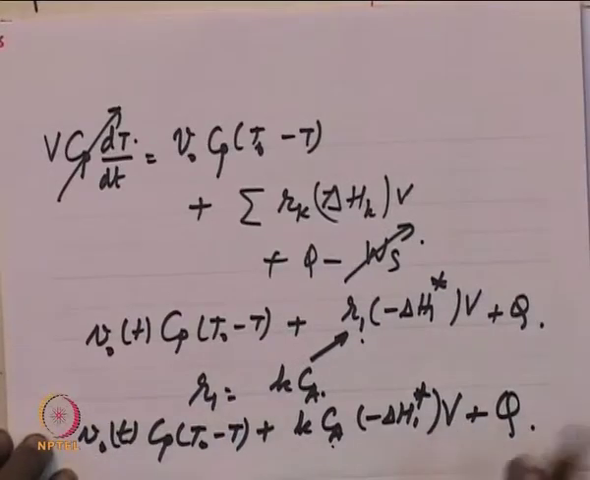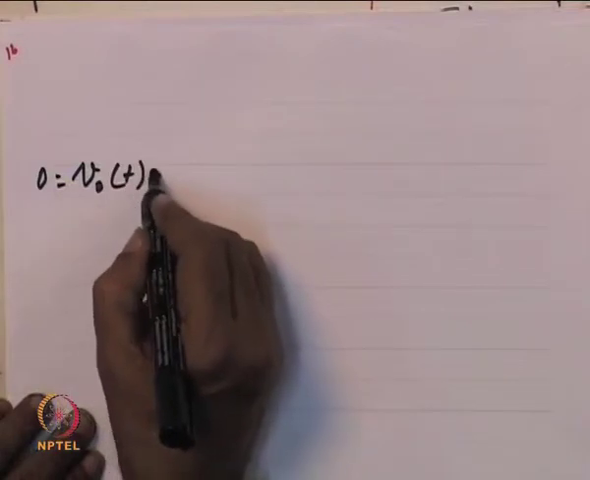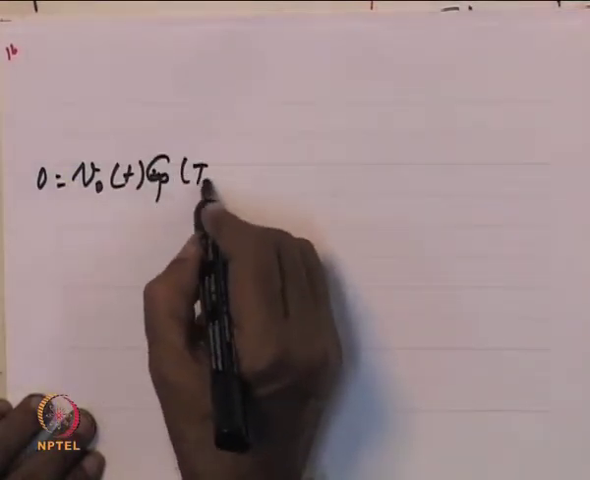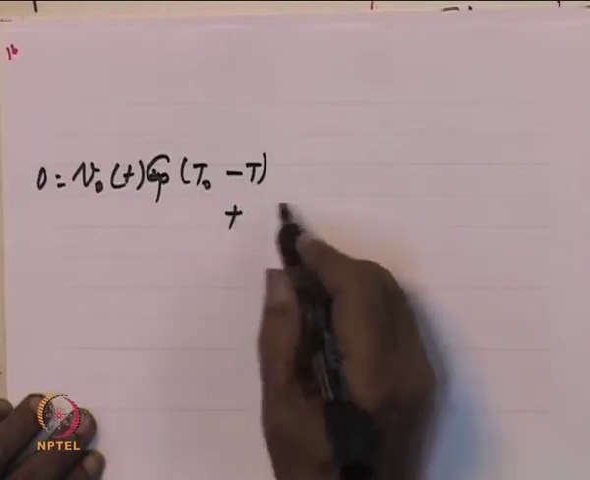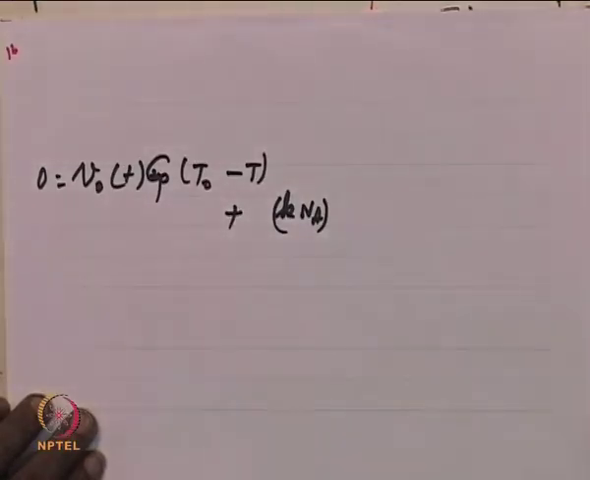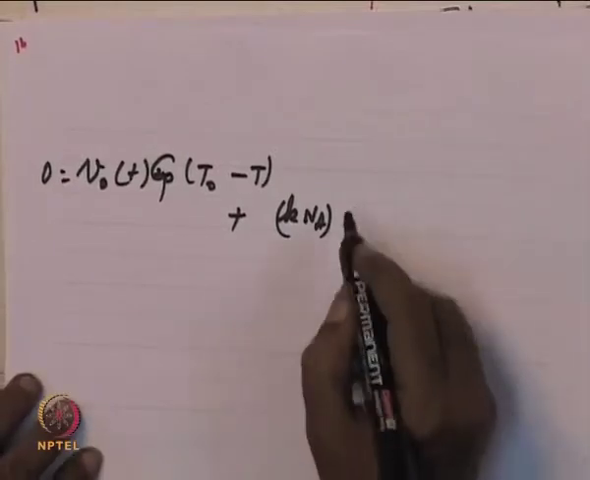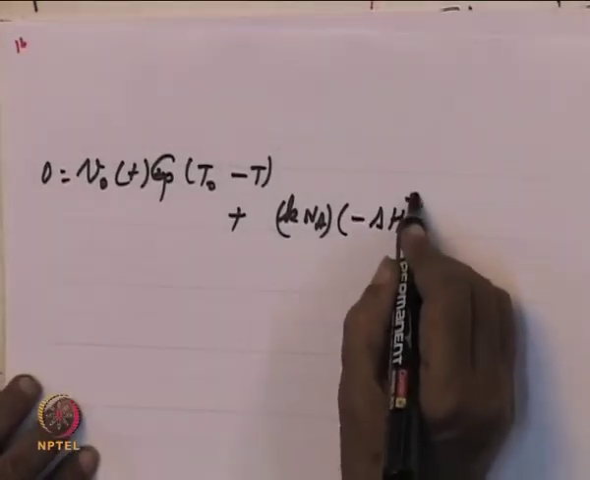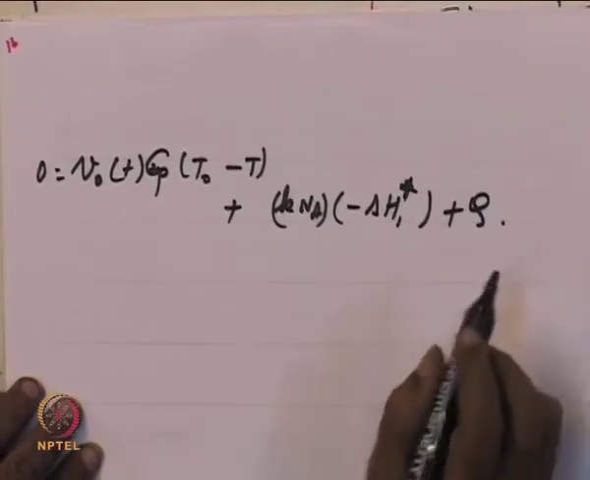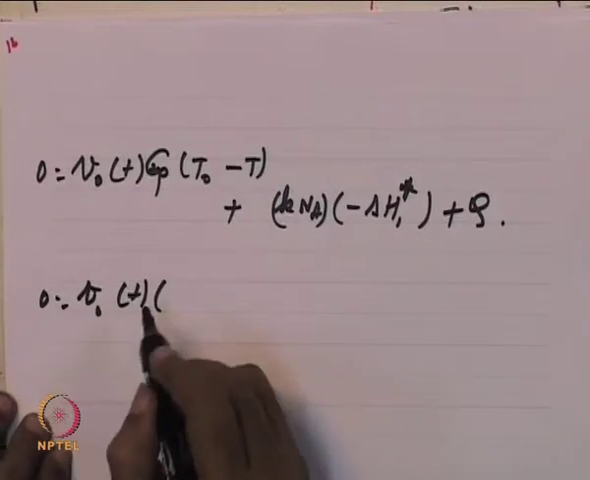So, Ca times V is Na, correct. We can simplify this further, so our energy balance equation is 0 equal to V naught, which is a function of time, Cp times T naught minus T, that is the heat transfer term, plus K times Na, which is what we are saying, that Ca times V is Na, times minus delta H 1 star, plus Q.